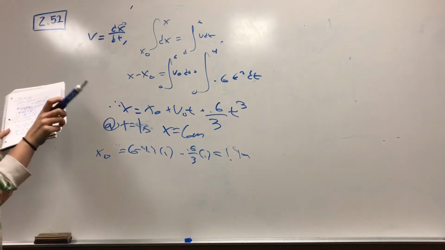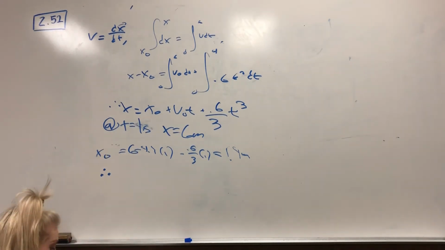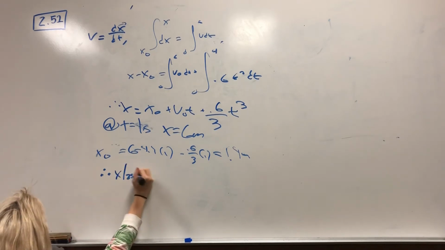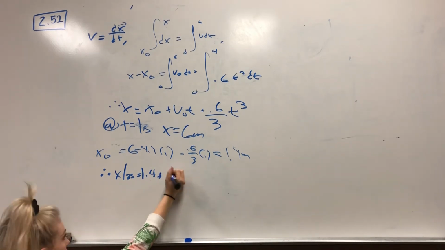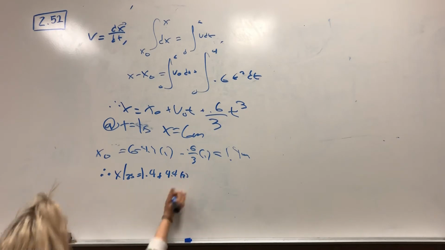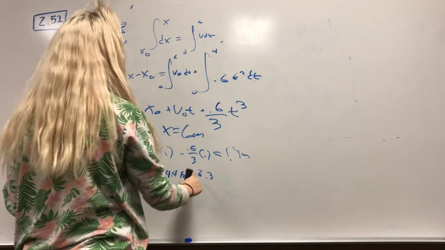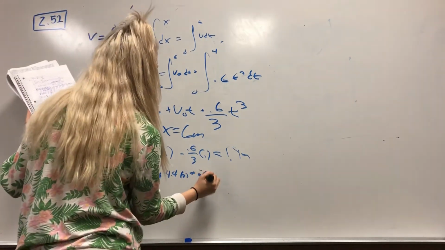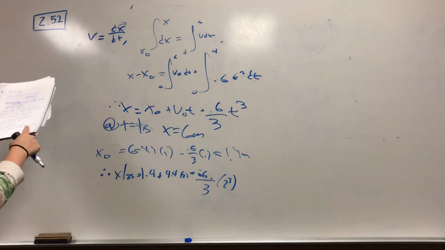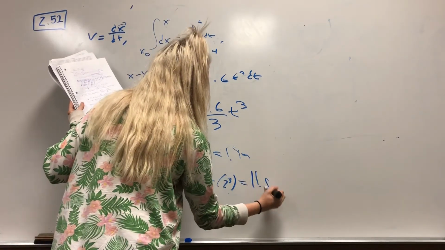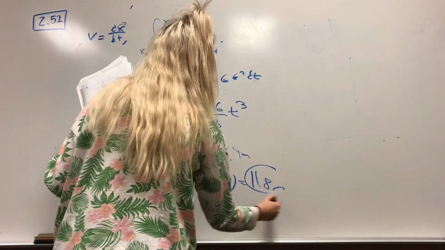And we're not done yet. So we plug that back in and we can conclude that x at 2 seconds is equal to 1.4 plus 4.4 times 2 plus 0.6 over 3 times 2 cubed, which equals 11.8 meters. And that is the answer for part B.